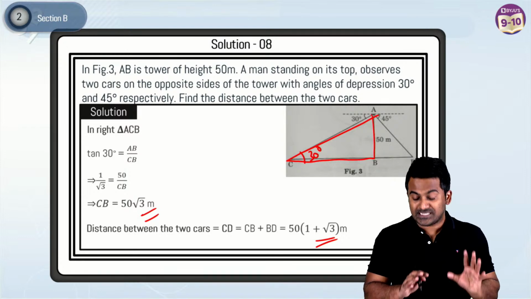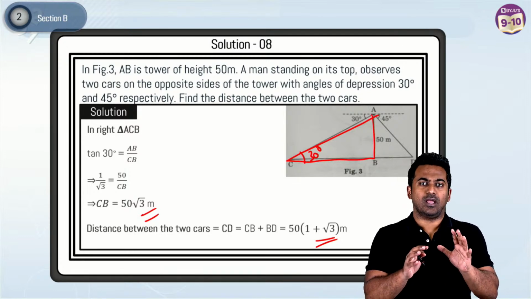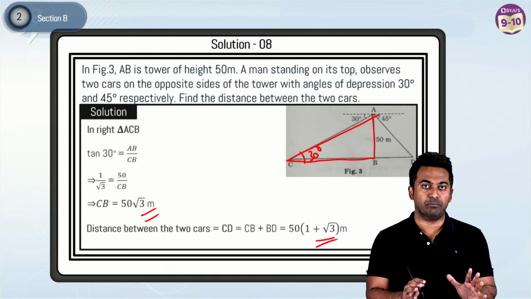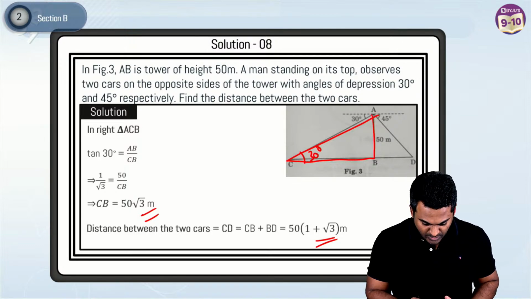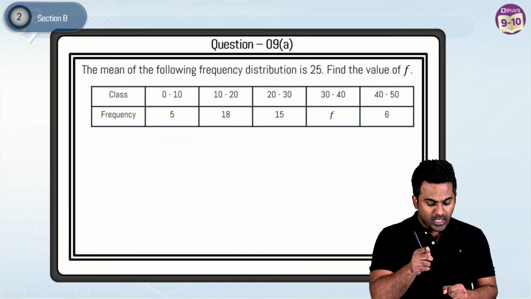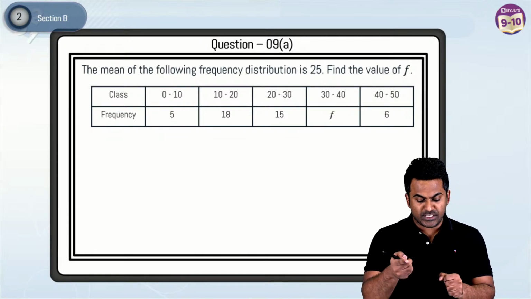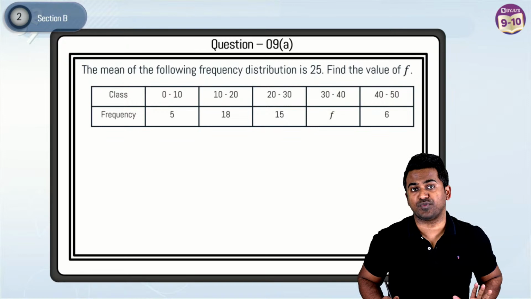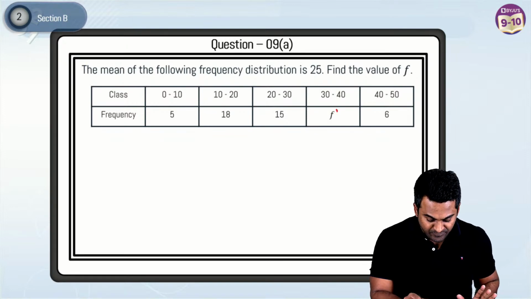Okay, so this was again a question, I believe, which was fairly simple. All right, let's move on and check out the next question now. Question 9. Again, mean of the following frequency distribution is 25. You were asked to figure out the value of F, and F is right here.